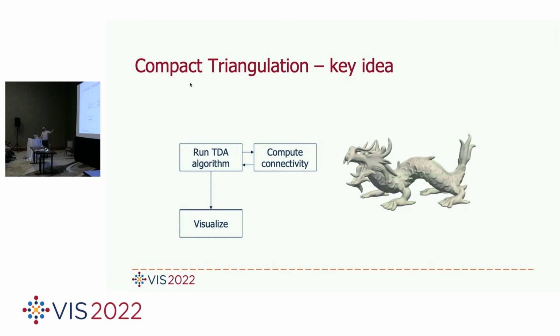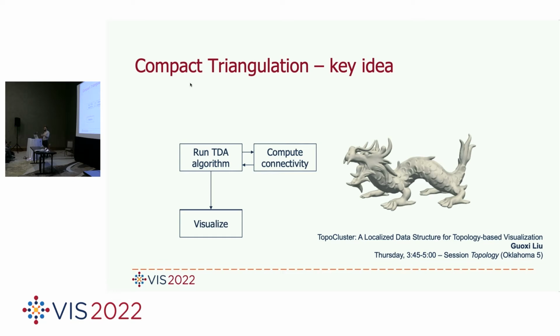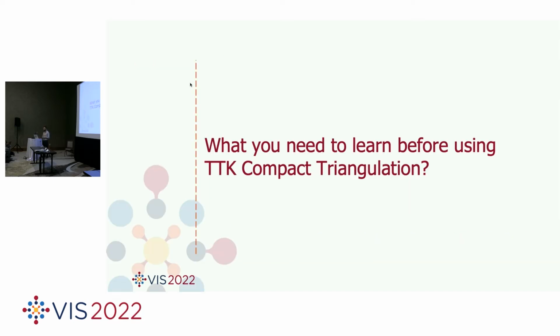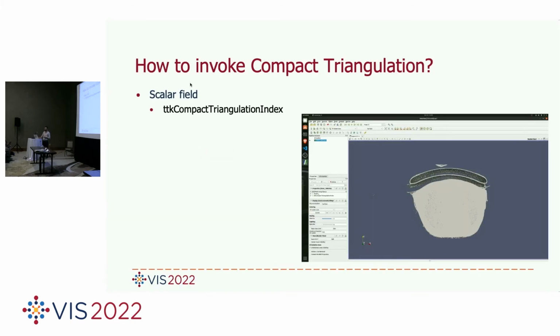I'm not going into the detail of how this works. There will be a talk by the main developer on this part on Thursday, so I'm not going to talk about that. This is a tutorial, so the goal here is to tell you how you can use it without knowing anything about the structure. So as a user, what do you need to know to use the compact triangulation rather than the standard data structure that is provided by TTK?